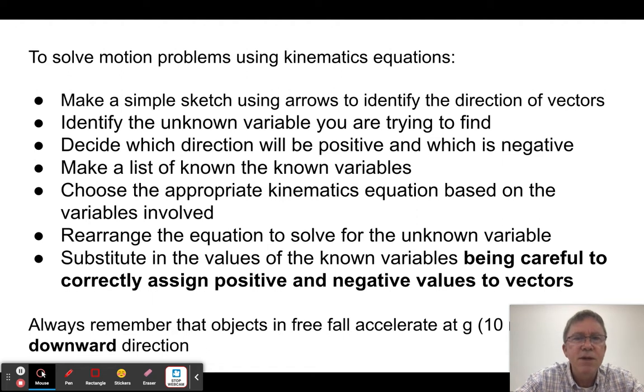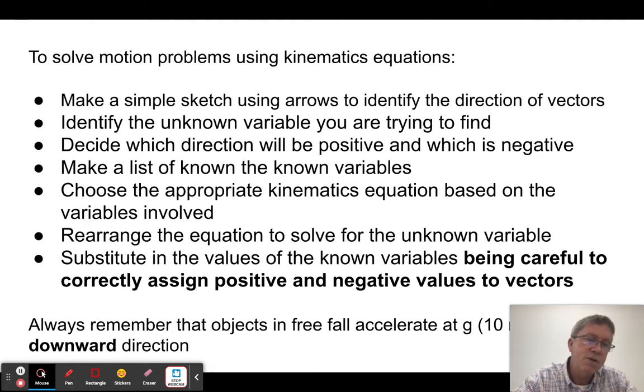So here you go. What you want to do is first make a sketch. It's a simple sketch of the situation. And that's important because it will help you identify the vectors. You're going to use arrows to indicate quantities that have a directional component: velocities, accelerations, and displacements. You also want to always try to identify the variable that you're looking for. More on that in a second. And just say, oh, I'm looking for final velocity.